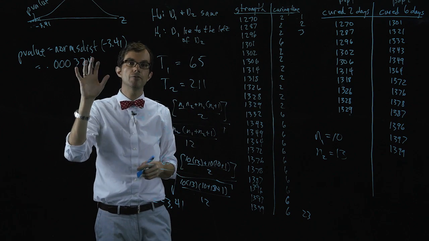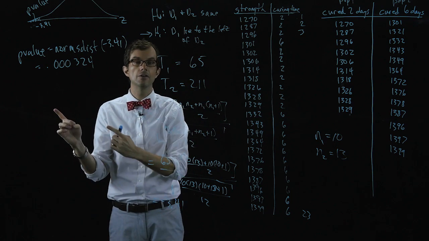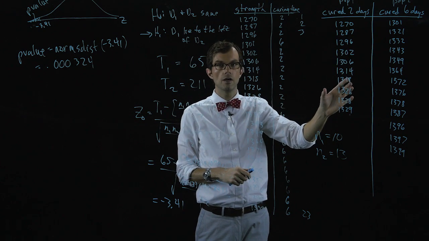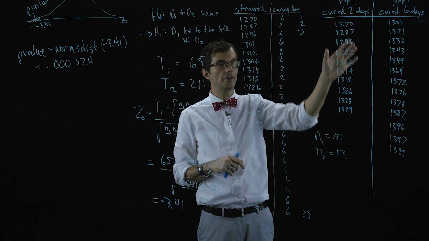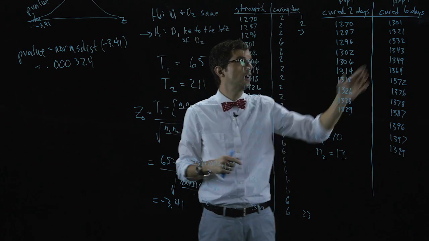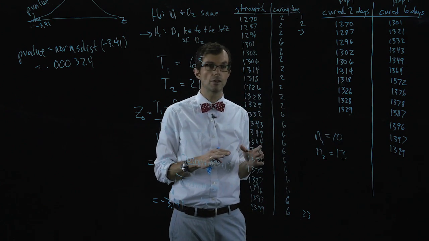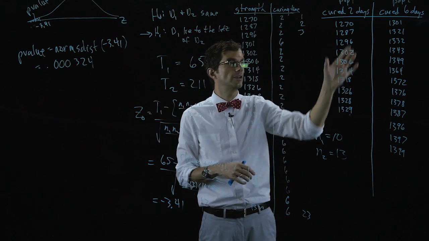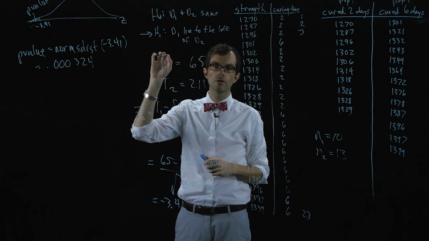We would ultimately reject the null and conclude that D1 lies to the left of D2. That is, the central tendency for strength after we've cured for 2 days lies to the left of the central tendency of strength after curing for 6 days. Okay? Curing for 6 days leads to a longer strength than curing for 2 days. And we have an answer that we're quite confident about.